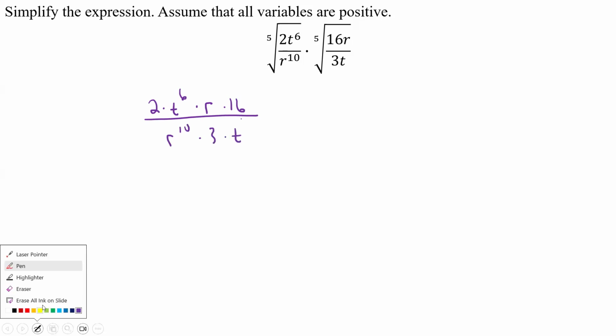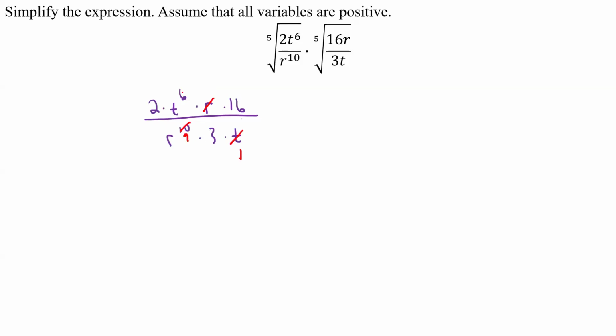So let's cancel anything first. So what can we cancel? 1 r here, so that goes to 1. That's just a 1. That goes to a 9. That goes to a 1. That goes to a 5. Now here we have 2 times 16, so that's going to be a 32 t to the 5th over r to the 9th times 3. And again, this was all to the 1/5 power.